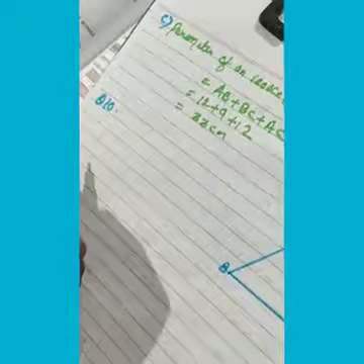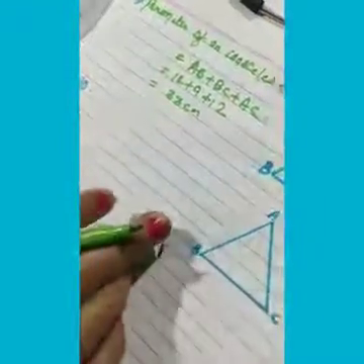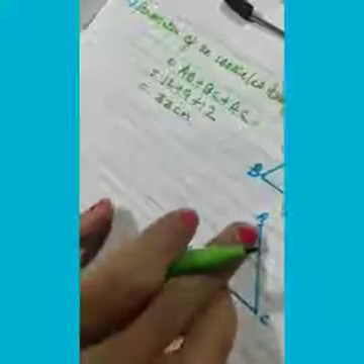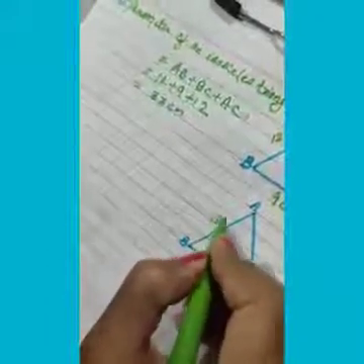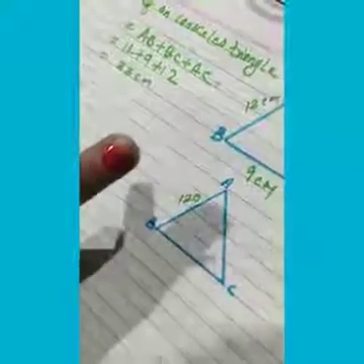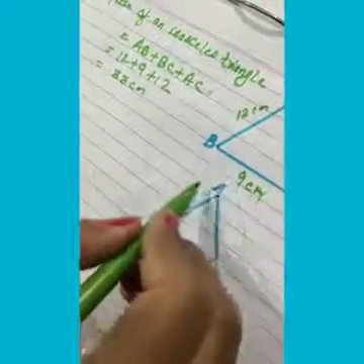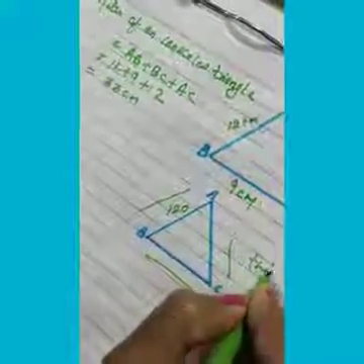Question number 10 is given. A field is in the shape of an equilateral triangle. One side is given as 120. You know that in an equilateral triangle, all the sides are equal. If Sonali walked twice around the field, twice means 2 times.